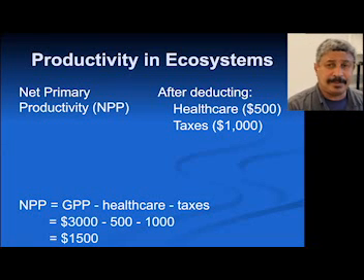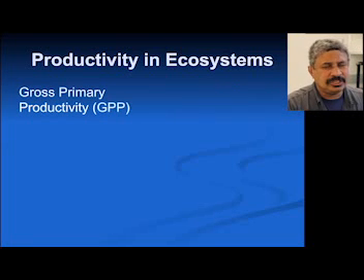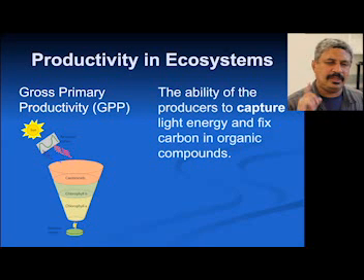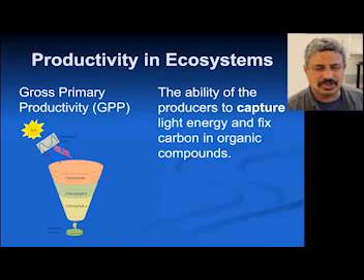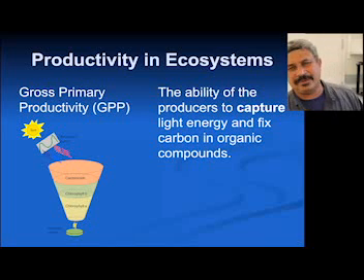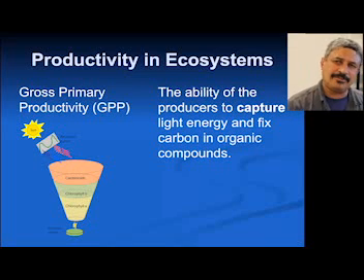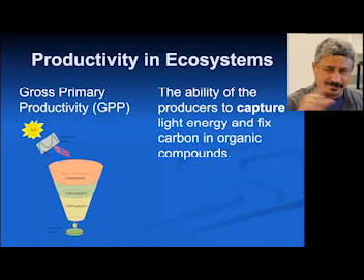In biology and ecology, we just borrow this and change the definition. Now, look for this definition on your worksheet. The ability of producers to capture light energy and fix carbon in organic compounds. Circle that because you're going to have to go back to that for the first couple of questions on that worksheet. So I want to make sure that you know where it is.